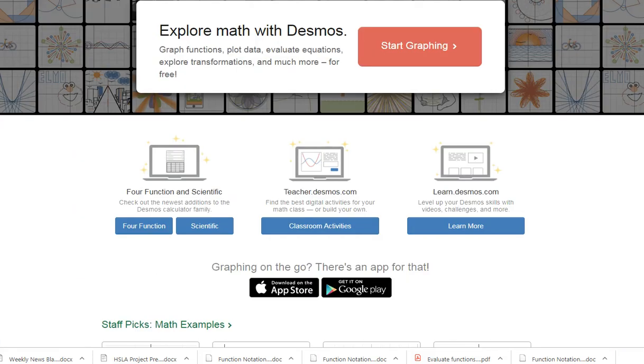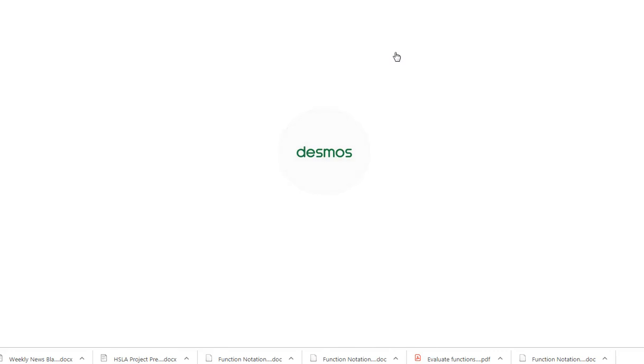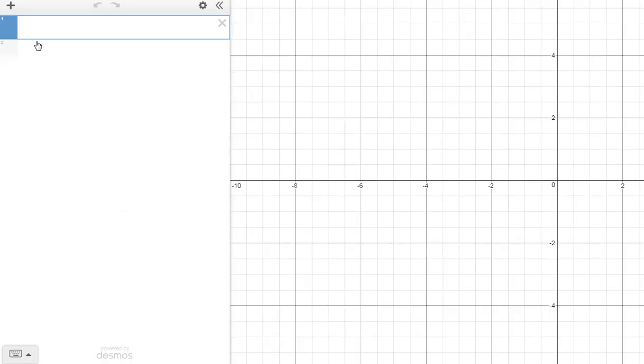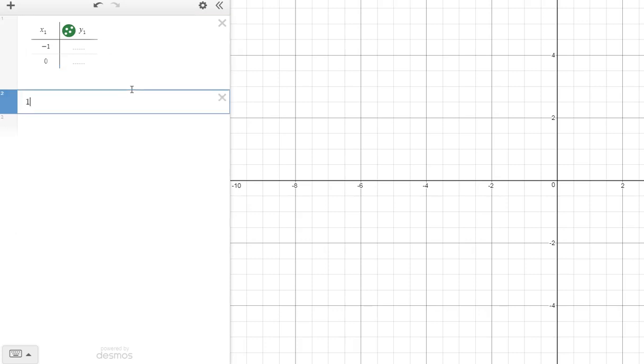Okay, so I've gone here to desmos.com. I'm going to click on Start Graphing. When I do, this pops up. In the top left-hand corner, I'm going to click on the little Add Item. I want to add a table, and I'm going to put in all the x1 and y1 values. So for my x's, I had -1, 0, 1.